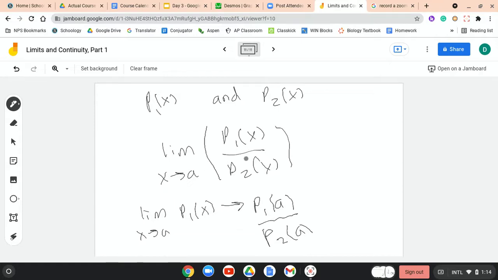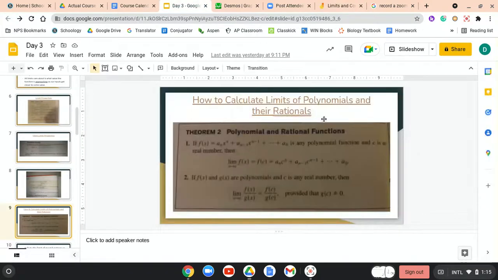Then the function you get by dividing one by the other has to be approaching the value of p1 at a divided by the value of p2 at a, because the limit as x approaches a of p1 of x is p1 of a, and the limit as x approaches a of p2 of x is p2 of a. All right, so that's what this slide goes over.